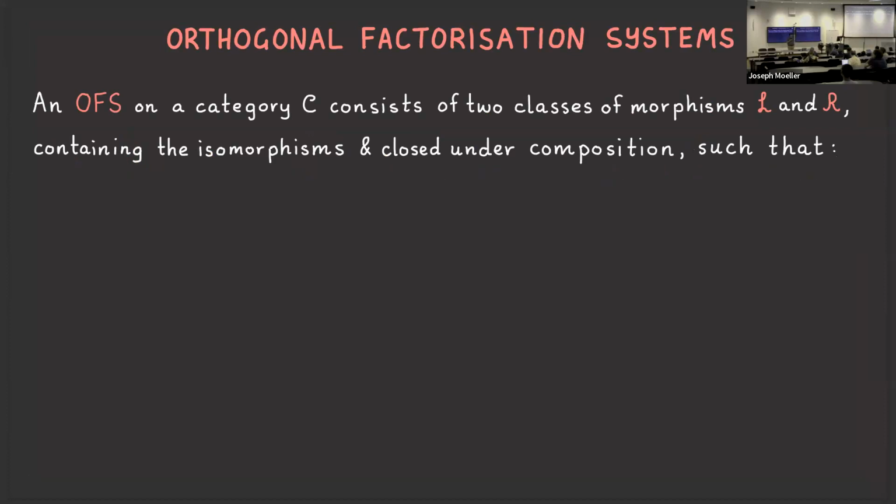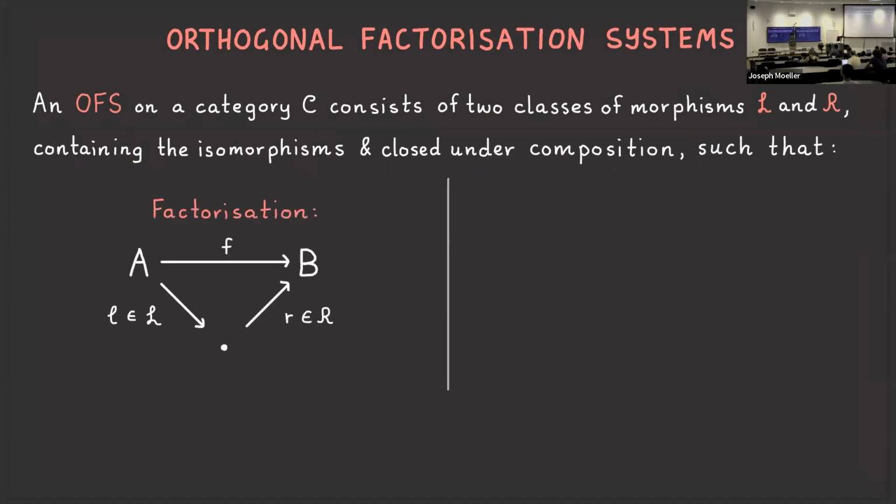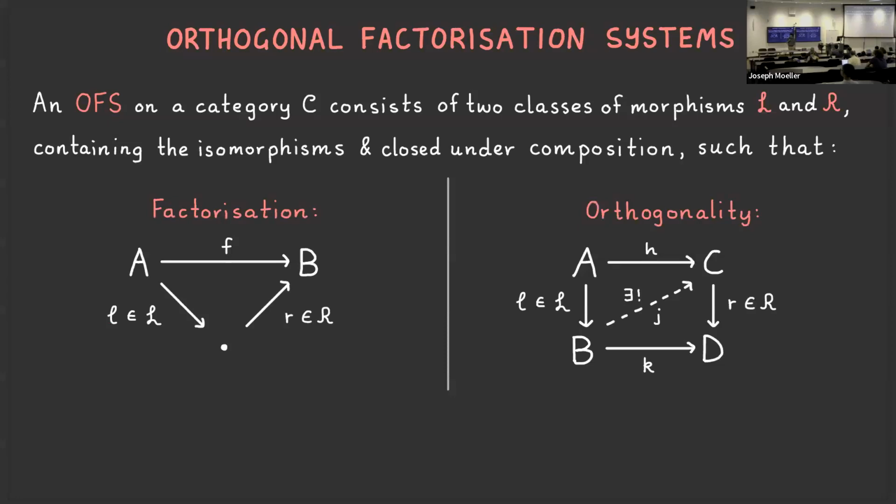So an orthogonal factorisation system on a category C consists of two classes of morphisms, which I'm calling L and R, which contain the isomorphisms and are closed under composition, okay? And such that two properties hold. First is that we can factorise any morphism in C into a morphism in L followed by a morphism in R. And second, that we have this orthogonality property holding. So for any solid commuting square on the outside, where the left-hand boundary is in L and the right-hand boundary is in R, there exists a unique morphism J making these two triangles commute.